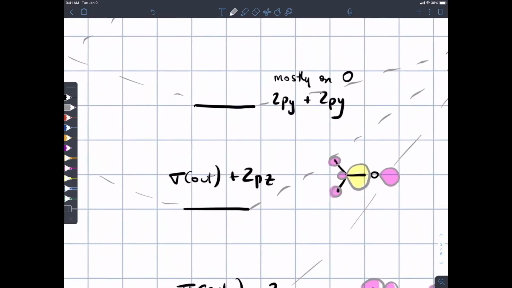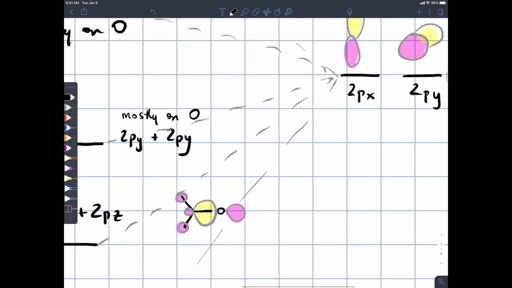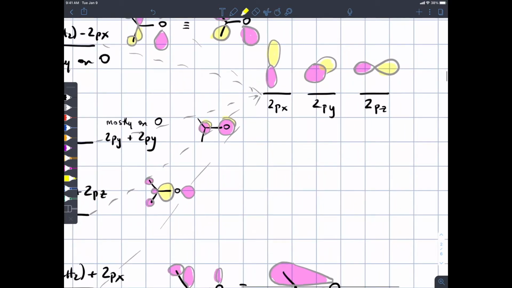All right, let's draw what that 2py plus 2py combination would look like, mostly on oxygen. So that will look like this with a larger lobe on the oxygen. There would be sort of in-phase overlap above the plane of the page and below the plane of the page. We would call this the carbon-oxygen pi orbital or carbon-oxygen pi bond previously.